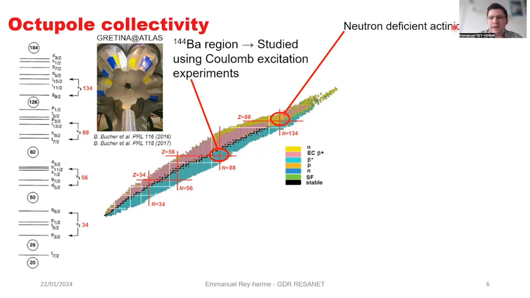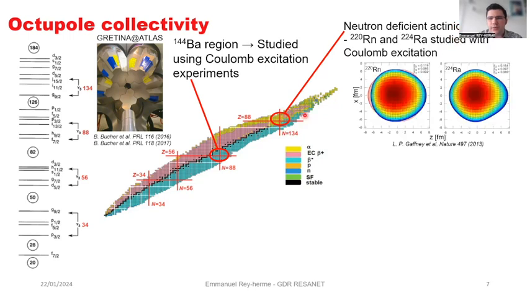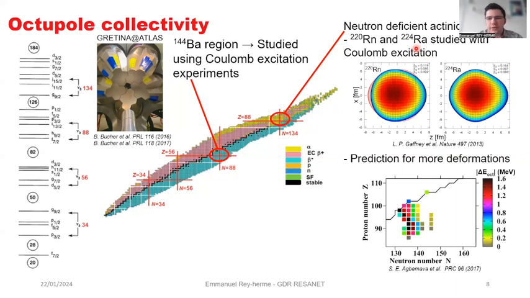It is a region centered around radium-224, more or less. And there are a few cases studied through Coulomb excitation, with the best known being radon-220 and radium-224. But there are also predictions for more octupole deformations. There are a lot of different theoretical models that agree in predicting deformation in this area.